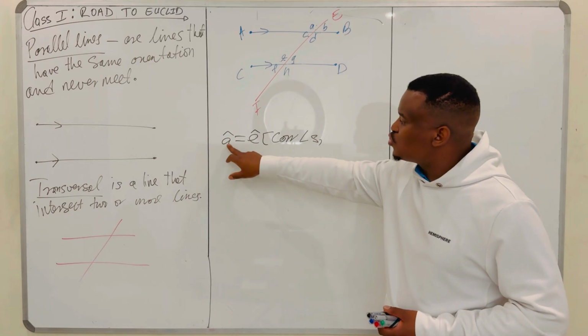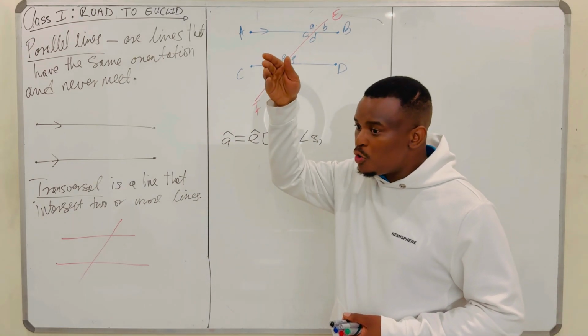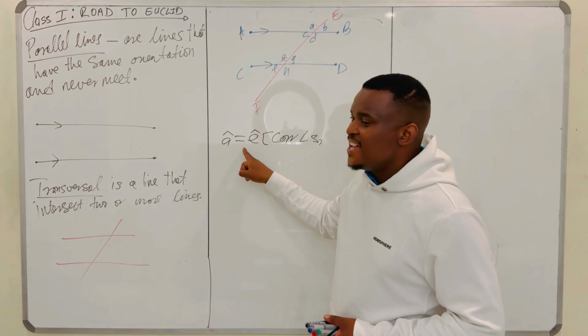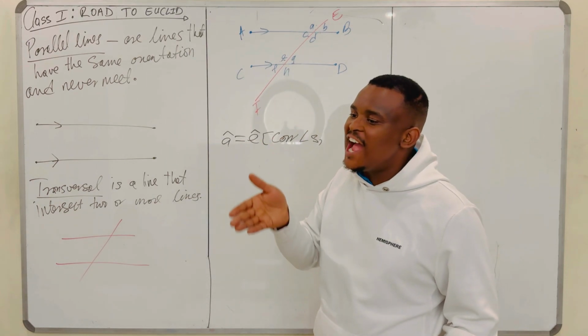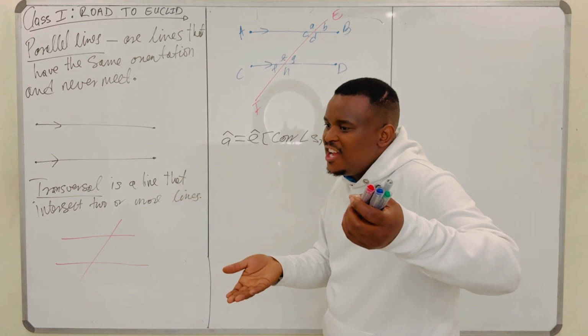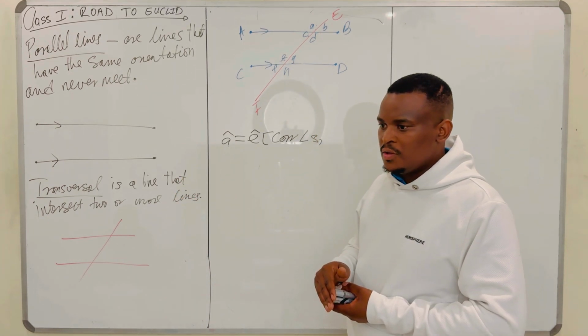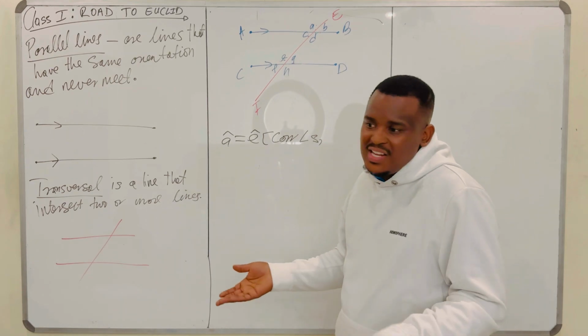Because the only time these two are equal is if your transversal intersects two lines that are parallel, or in a more informal way, intersecting the same line twice. Because if you're intersecting the same line twice, you're intersecting the same way.